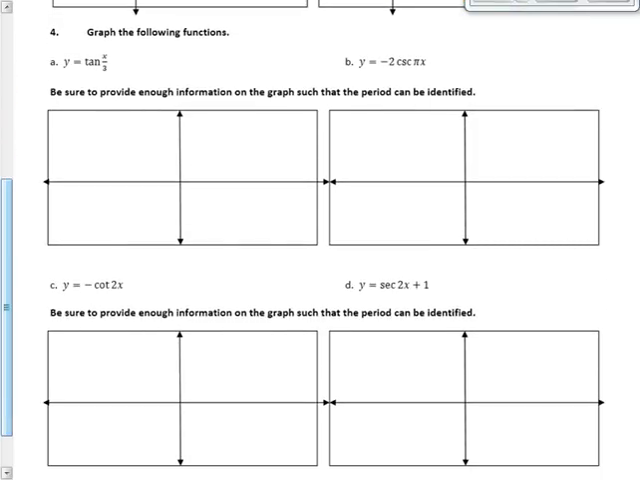Number 4 talks about tangent, cosecant, cotangent, and secant. So I want to, again, go through and do these things. In tangent, the things that I need are the period and the asymptotes. So the period is going to be just pi divided by the number in front of the x, which is 1/3. So the period is going to be 3 pi.